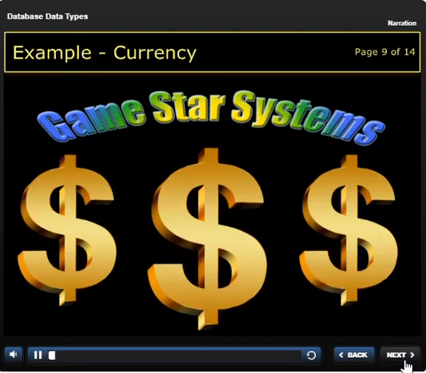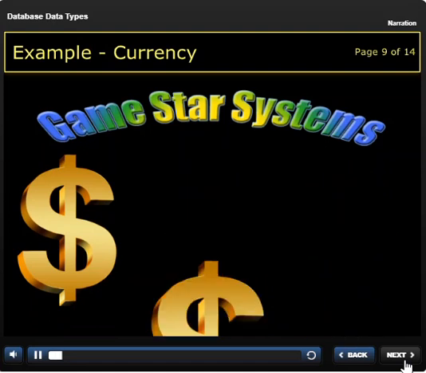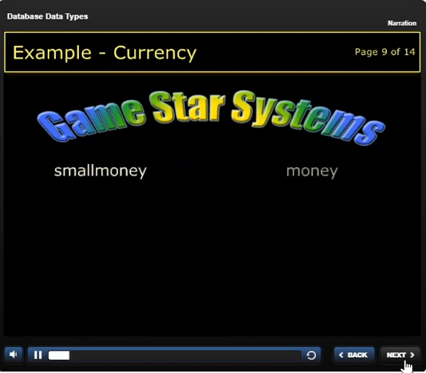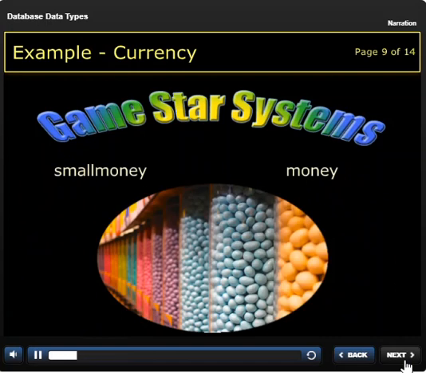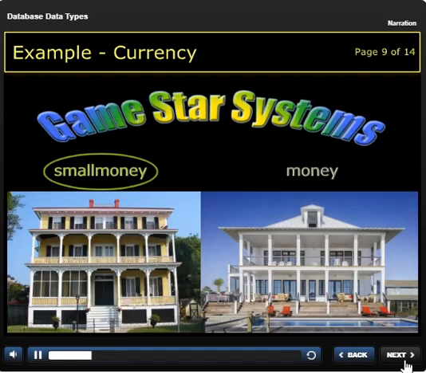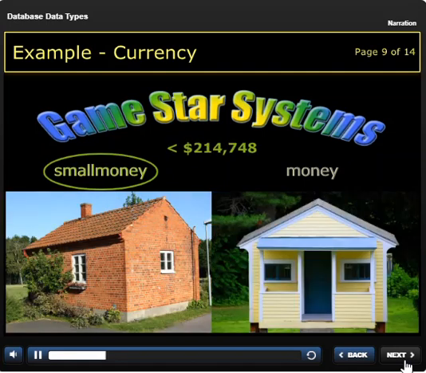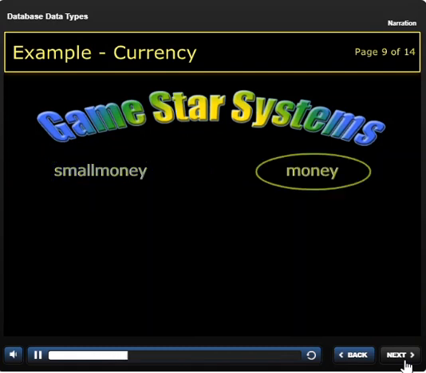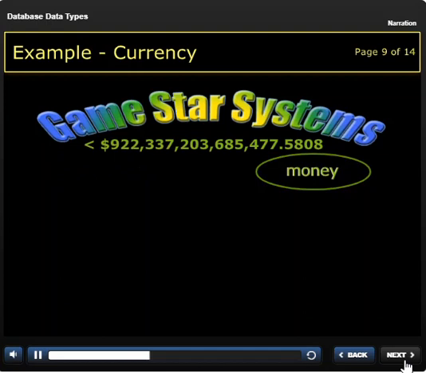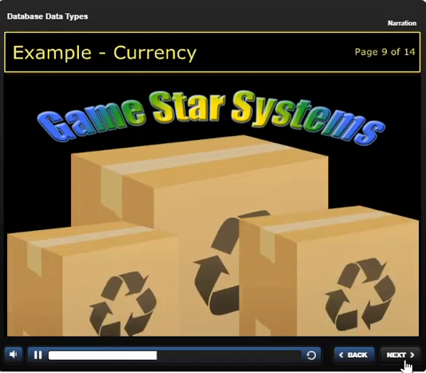Next, we need to input monetary value to my product. We could choose small money or money. If we were selling candy, small money would fit the bill. However, if we were selling houses, small money would only allow us to see houses less than $214,748. Using money is far less restrictive and lets us see larger figures. For our website, we'll use money in hopes our customers place really large value orders.